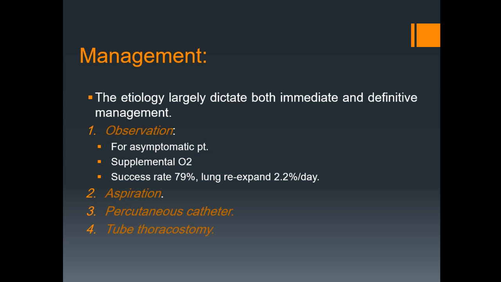Second, if this patient needs an oxygen supplement, you can give an oxygen supplement. And this is the success rate for primary spontaneous pneumothorax with a chest tube; by the chest tube, it will be re-expanded. Aspiration, percutaneous catheter or tube thoracostomy is another procedure you can do, but you should always do a tube thoracostomy. Otherwise, I dislike doing only aspiration or a percutaneous catheter. I prefer to do a tube thoracostomy.